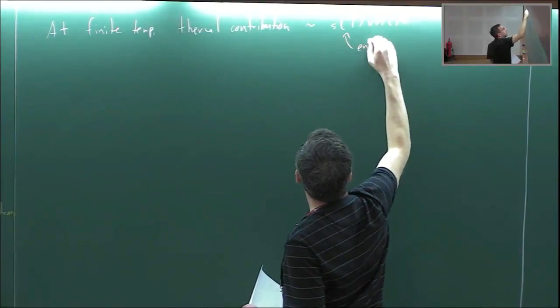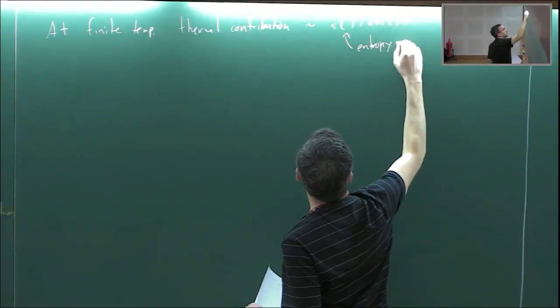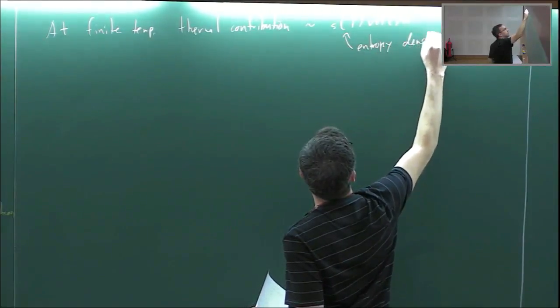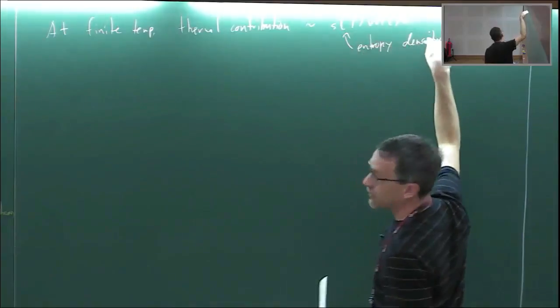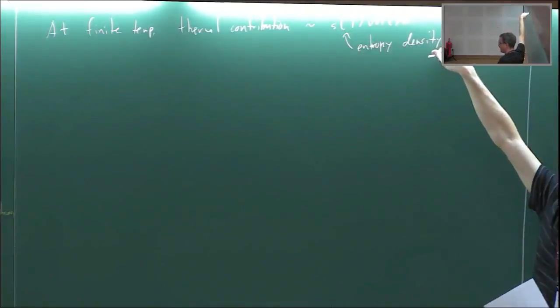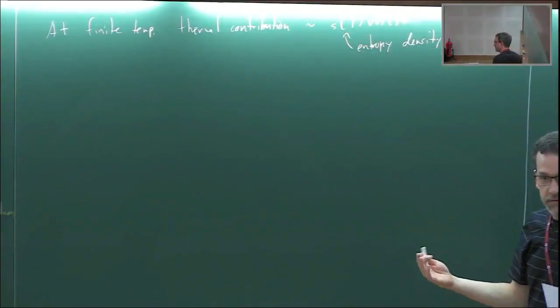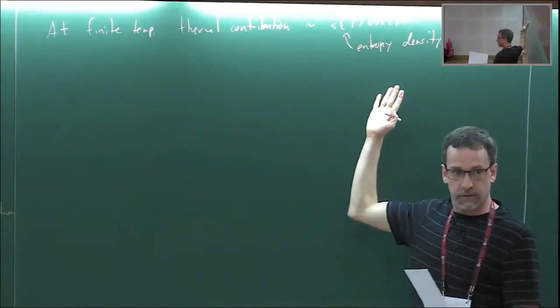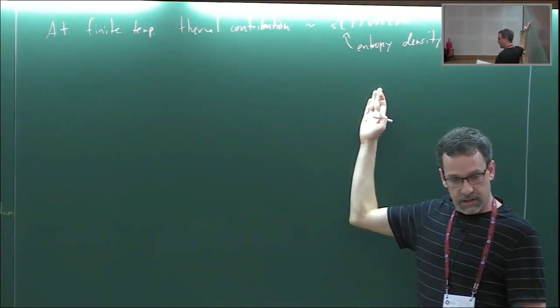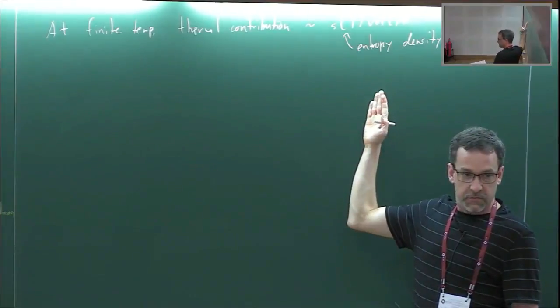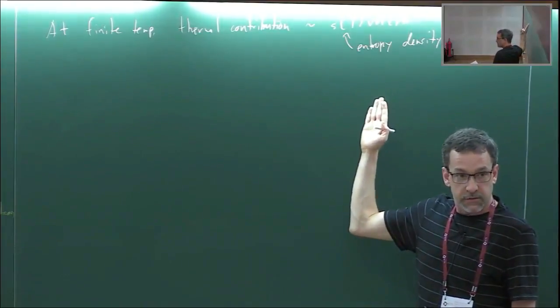This is the extensive entropy density. This will be the leading term at large L. And then, of course, there may be other terms which are more interesting. In some sense, this is not a very interesting term, but it is there. It doesn't tell you anything about entanglement, it's just the thermal entropy density.